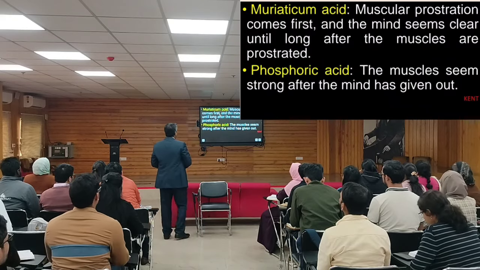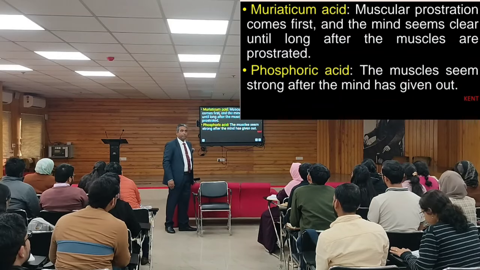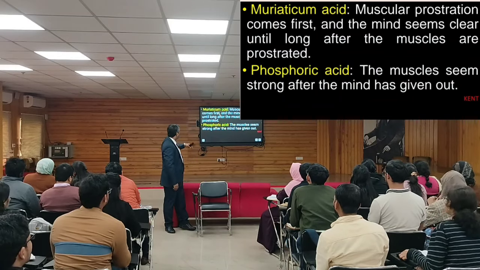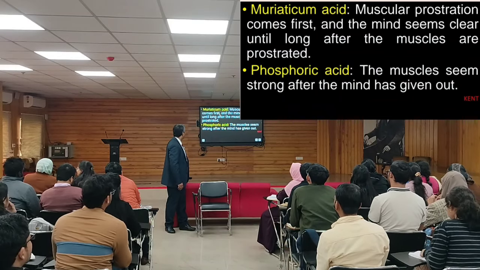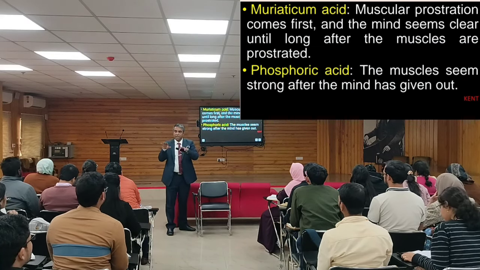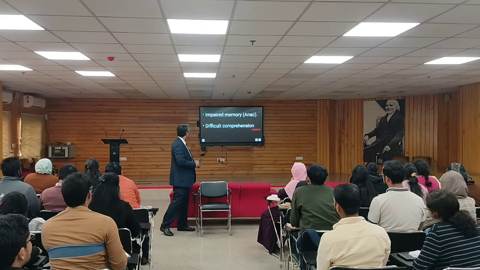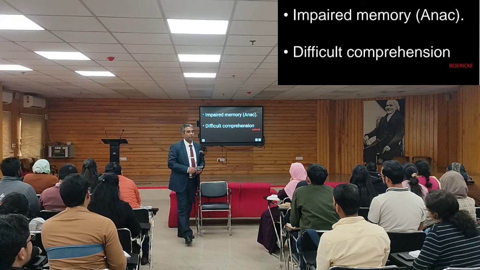Comparison with muriatic acid: muscular prostration comes first, the opposite. In phosphoric acid, the muscles seem strong, but the mind is affected. So it is the opposite condition. Both are acids, but opposite conditions. Mind.